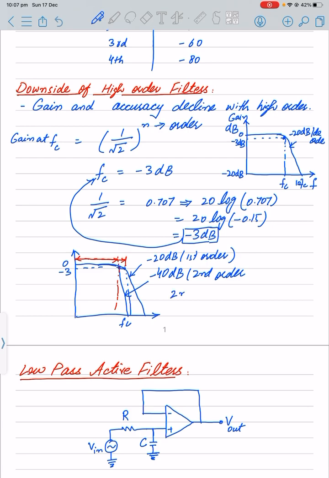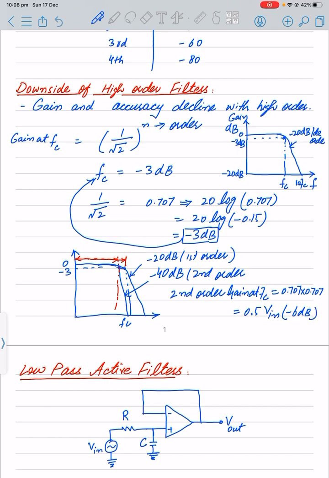For the second order, the gain at FC, the corner frequency, will actually be 0.707 multiplied by 0.707, and that will be around 0.5 of V in, the input voltage, or that would be around negative 6 dB.